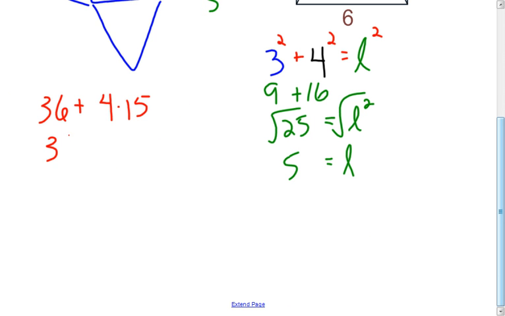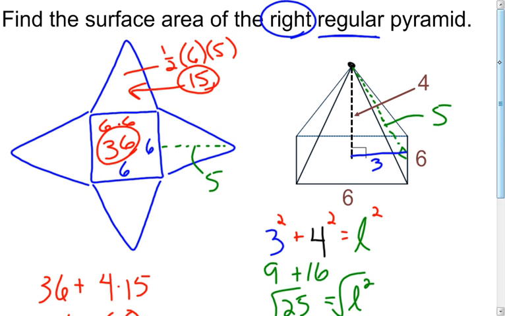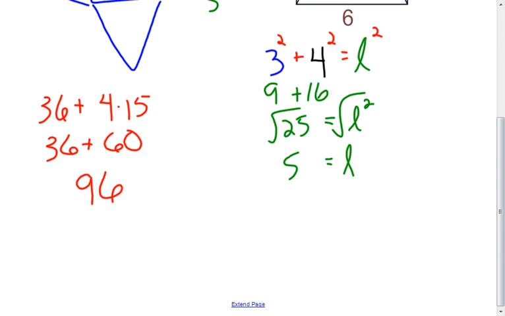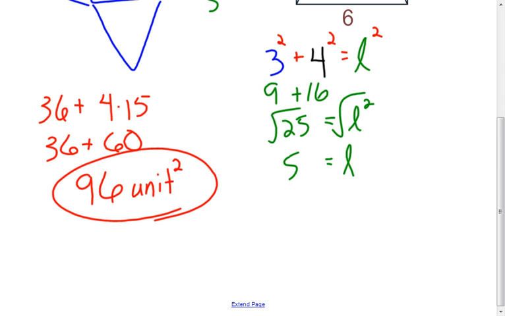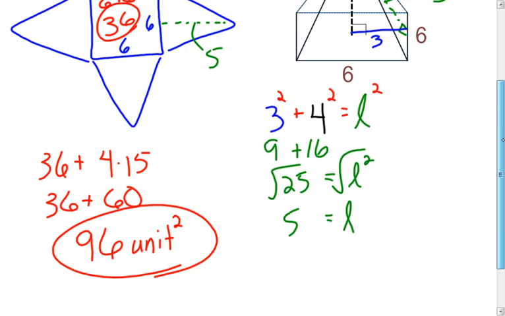So really I have 36 plus 60 gives me a grand total of 96, and I just have to make sure that I get the right label. I come up here and I look at this and it doesn't give me any labels or any units, so I'm just going to go with 96 square units, or units squared, would be the surface area of my pyramid.